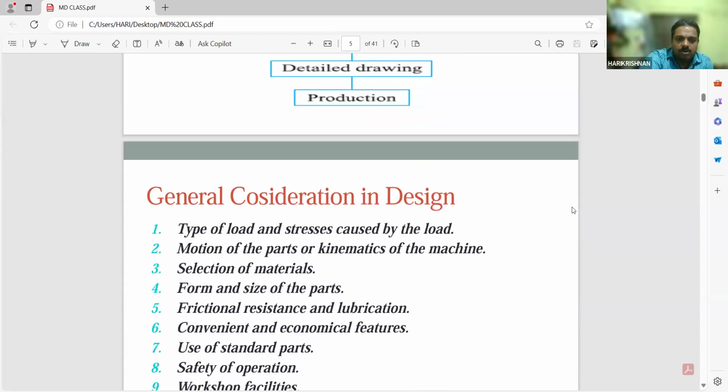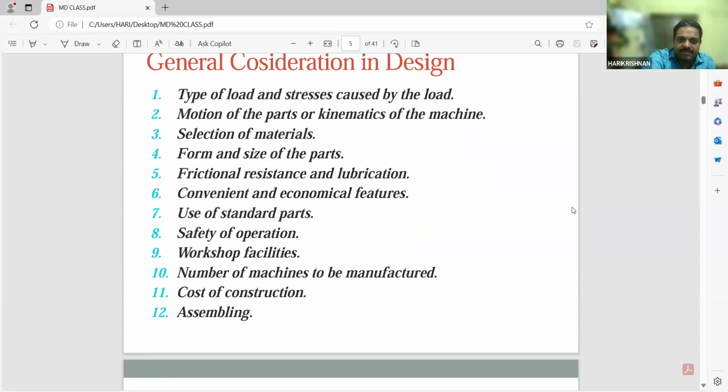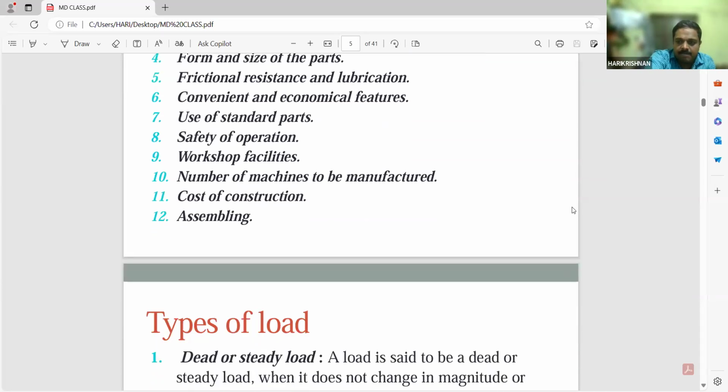Then the general considerations, that means types of loads, stresses, etc. Motion of parts, selection of materials, form and size of parts, frictional resistance, convenient and economical features, use of standard parts, safety of operation, workshop facility, number of machines to be manufactured, cost of construction and assembling. These things we discussed in the last class. That is why I am going a little bit fast.